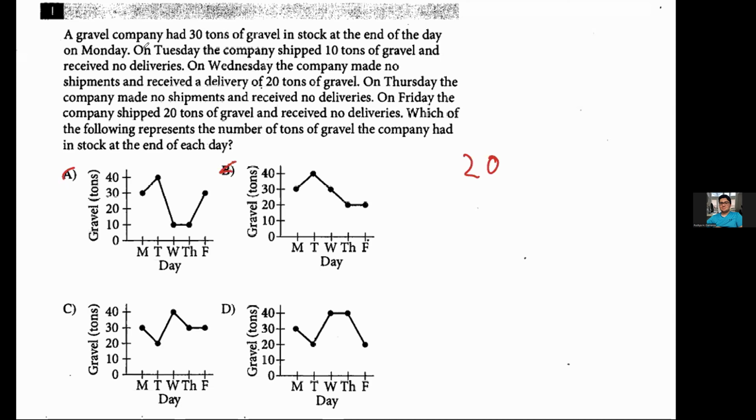Then on Wednesday, they made no shipments and received a delivery of 20 tons of gravel. So plus 20, plus 20. And then on Thursday, the company made no shipments and received no deliveries. So this is no shipments, no deliveries right here. So the correct answer is D. It would not be C. And then on Friday, they shipped 20 tons of gravel, so it goes down by 20. So the correct answer is D.